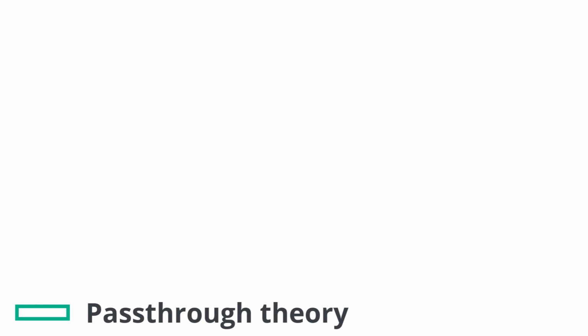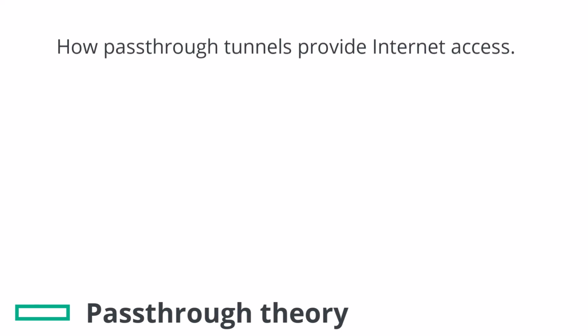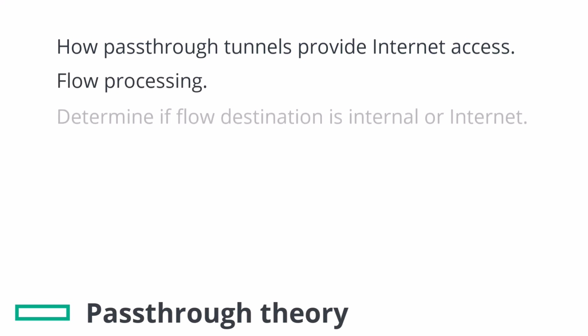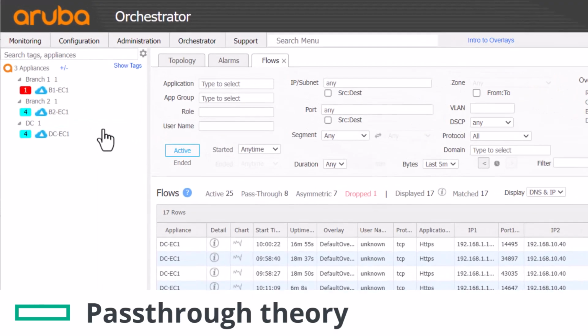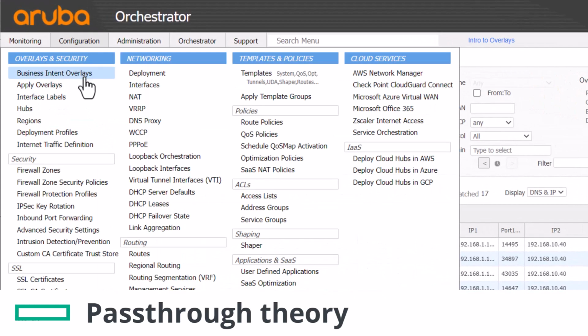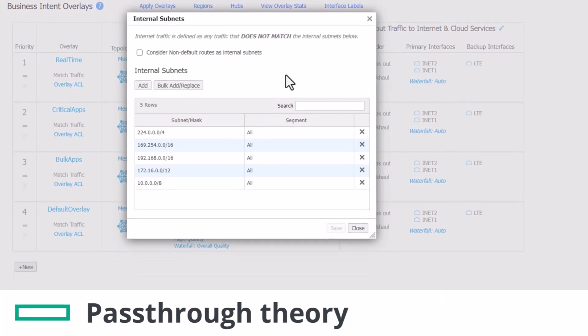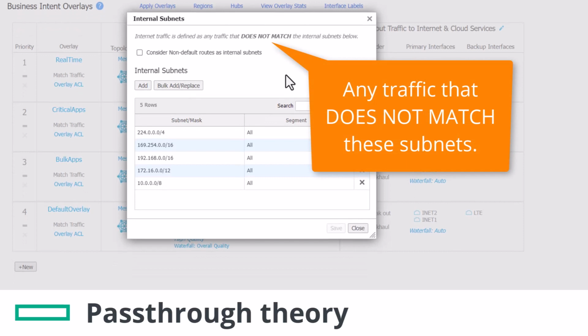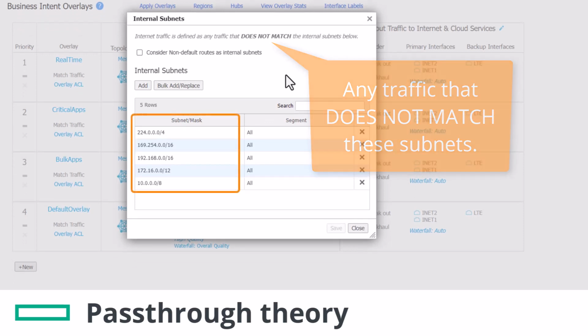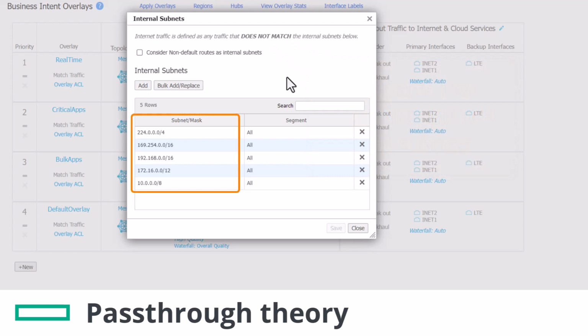Let's briefly discuss how pass-through tunnels provide internet access and the process a flow goes through. First, a flow has to be defined as either an internal or internet flow. This is done using the internal subnets table on Config Business Intent Overlays. Click either of these pencils, they both take you to the same place. Internet traffic is defined as any traffic that does not match the internal subnets listed here, which are by default all the RFC 1918 private subnets.